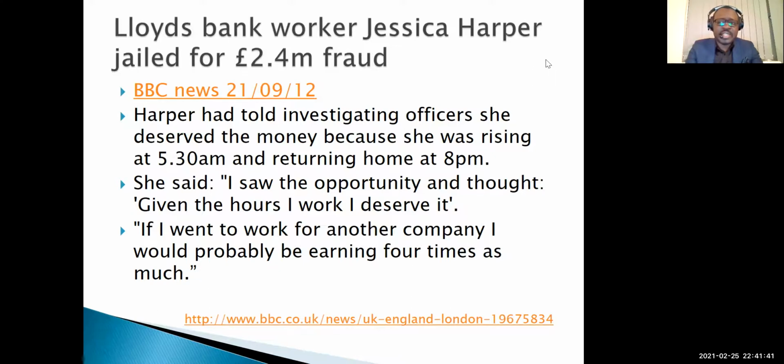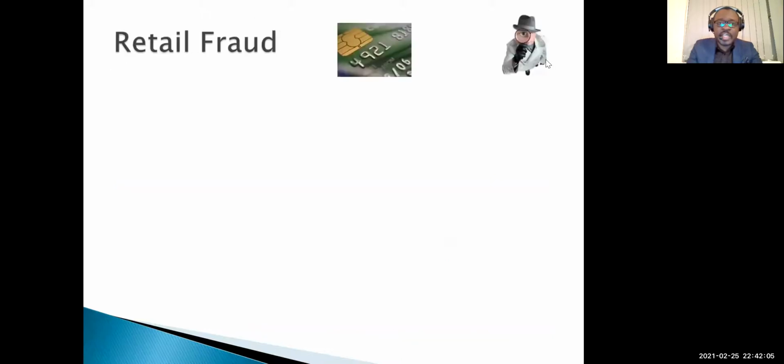So she also thought there's some weaknesses in the system and she was able to go away with this huge sum of money. And she said, if I went to work for another company, I would probably be earning 4 times as much, justifying it, rationalizing it. So there were weak internal controls that caused her to defraud. But again, she was having this justification, rationalizing it, I deserve it. Okay, it's quite unfortunate when people defraud and they give examples, they give justifications. You're justifying your sin, right?